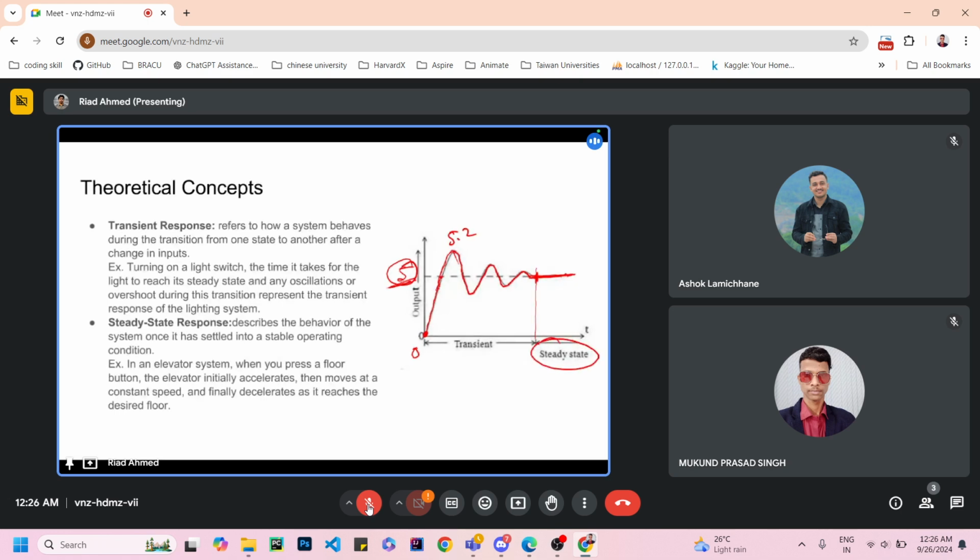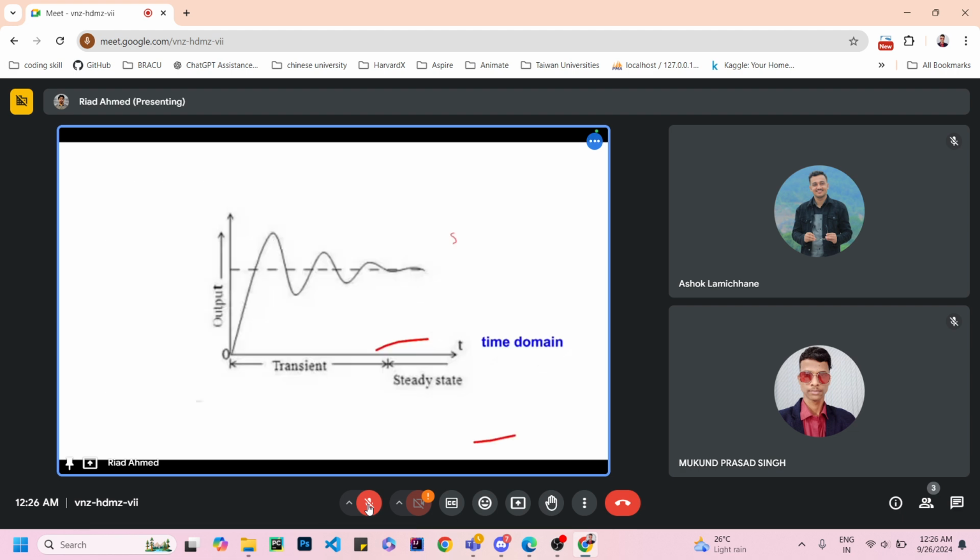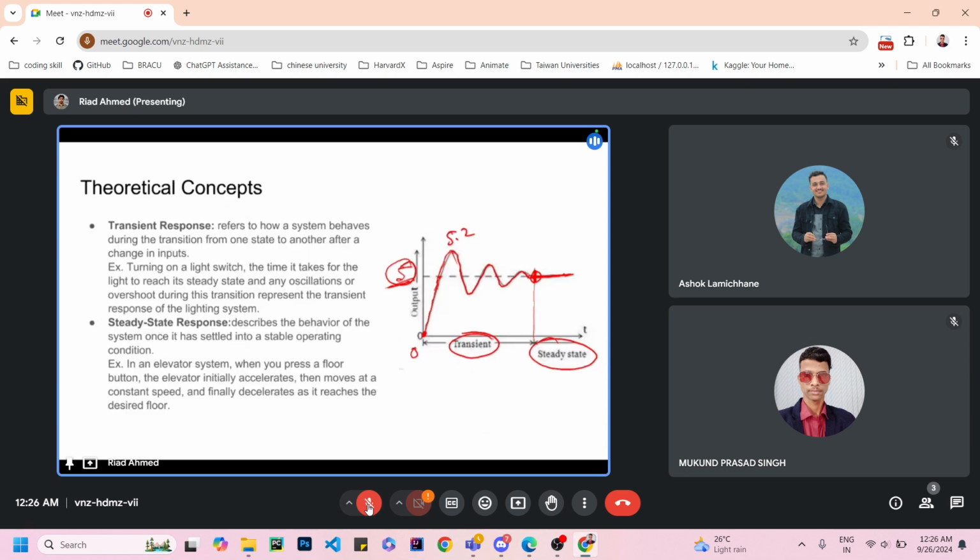But before achieving the steady state condition, the state which you are in is called the transient state. So the unstable state, or the state where the signal is not yet stable, is called the transient state. And after getting the stable state, you can say that this state is a steady state. So that is the concept behind the steady state and the transient state.